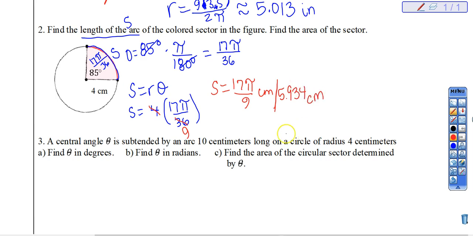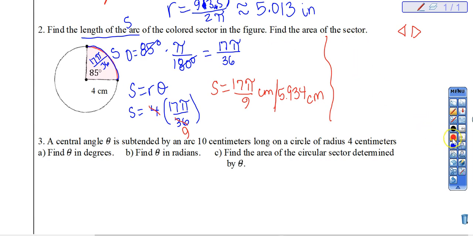5.934 centimeters. It's a really nice little tip. It's just the little button that looks like this. It's the conversion back and forth between fraction and decimal. That's what that button does. Okay. All right. Now we have to find the area.